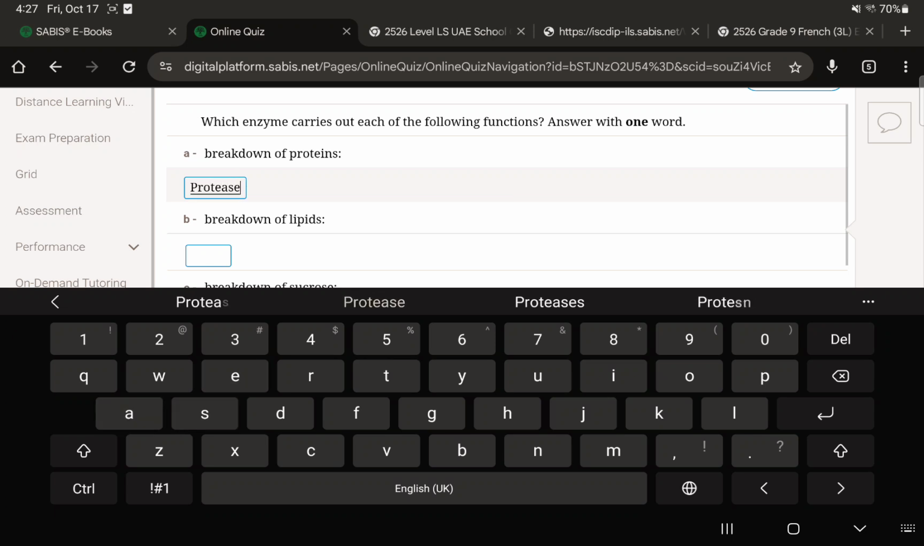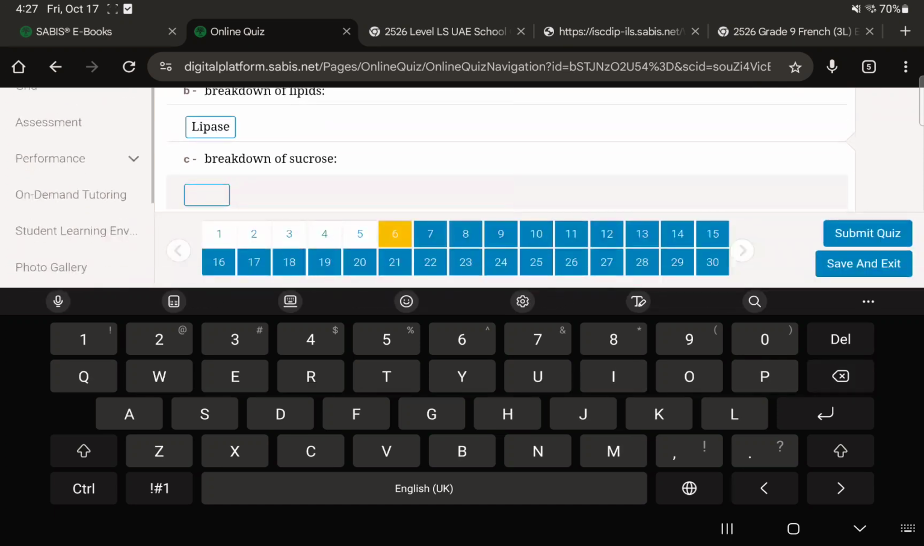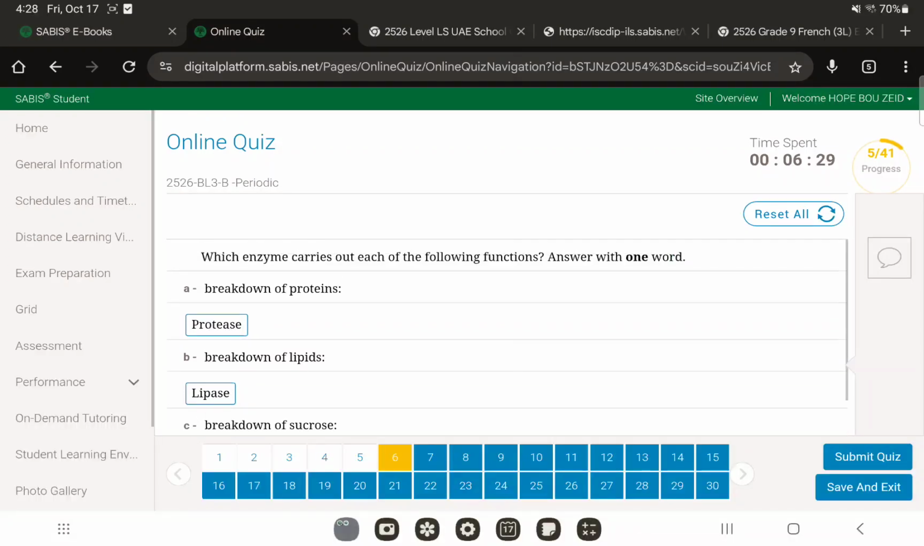Protease. Let me just break down lipase. Breakdown of sucrase. And basically, as you can see, there's a pattern for almost everything that enzymes break down. They are named based off of what they break down.